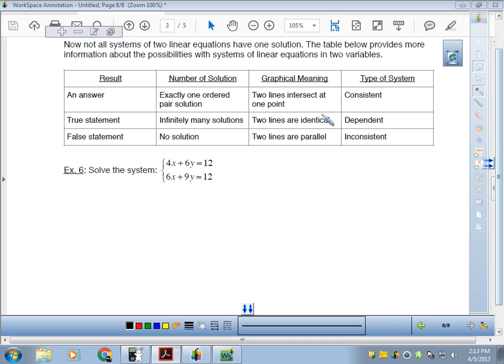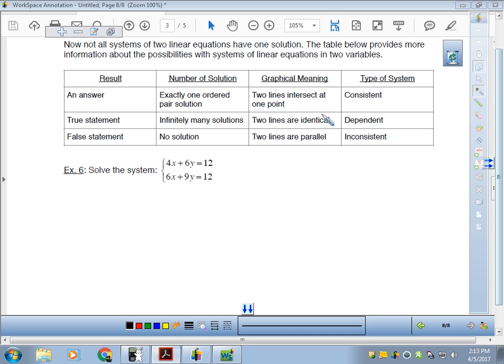The third result that we can get is a false statement. Meaning all of the variables will cancel out, but we'll end up with something like 0 equals 2, which is not true. If you get a false statement, that tells you that your system has no solution. Graphically, that means that these two lines are parallel, so they will never touch and will never intersect. And we call this type of system an inconsistent system.